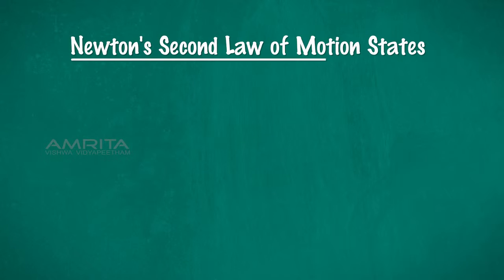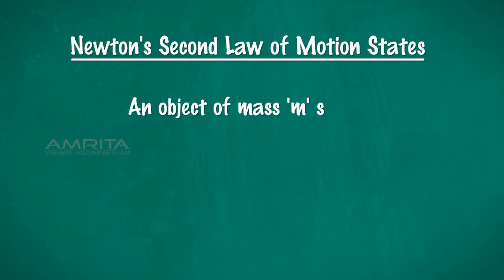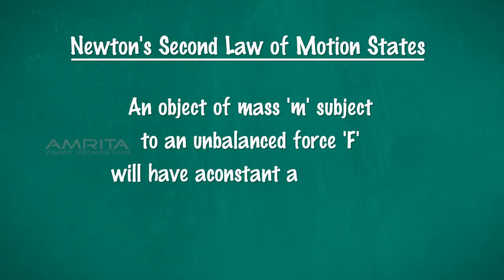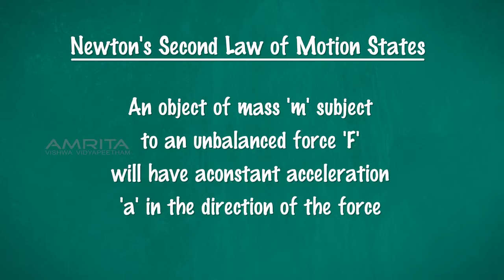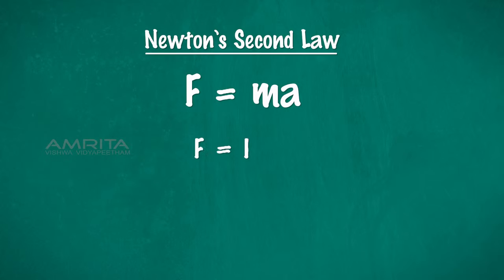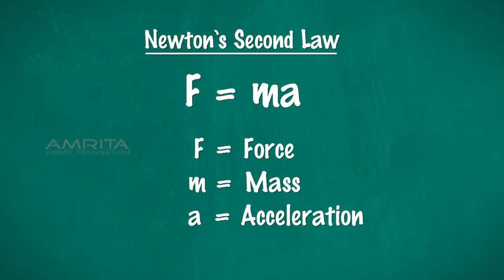Thus, we have learned Newton's second law, which states that an object of mass m subject to an unbalanced force F will have a constant acceleration a in the direction of the force. This is represented mathematically as F = ma.